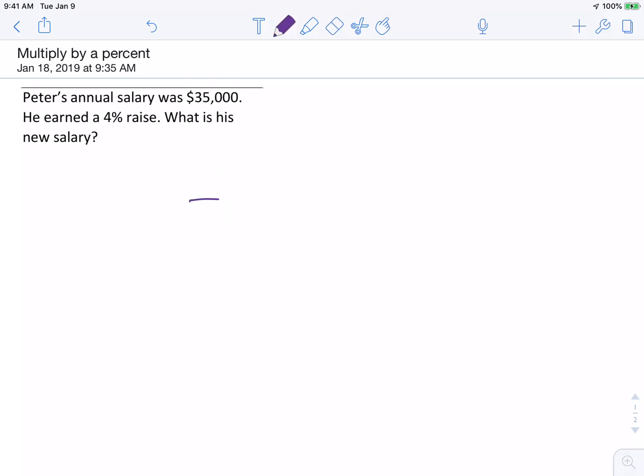If I have a 50%, to change that to a decimal, to get rid of this percent sign, I just add my decimal to the end and move it 2 places to the left, and it's 5/10. Okay.